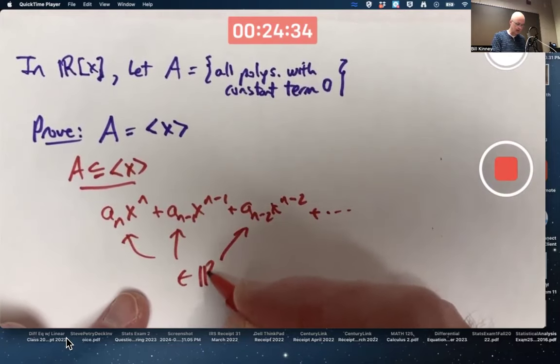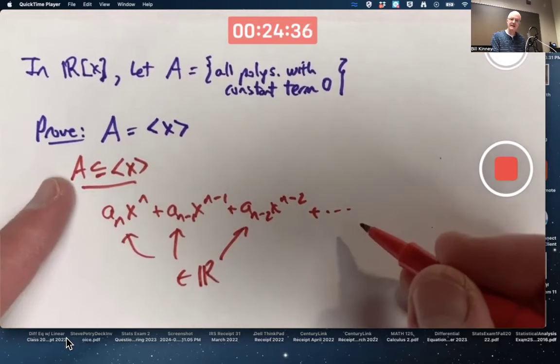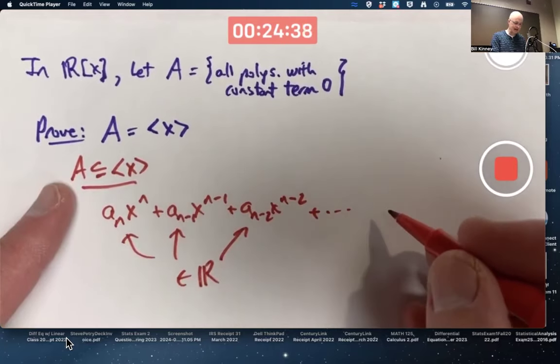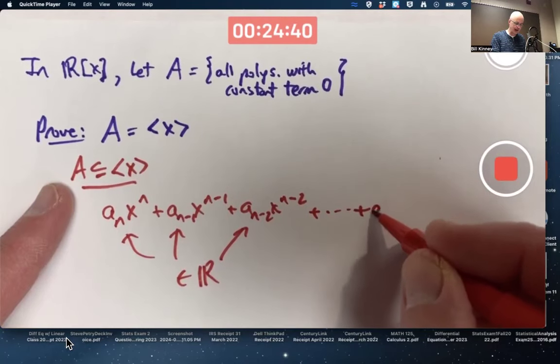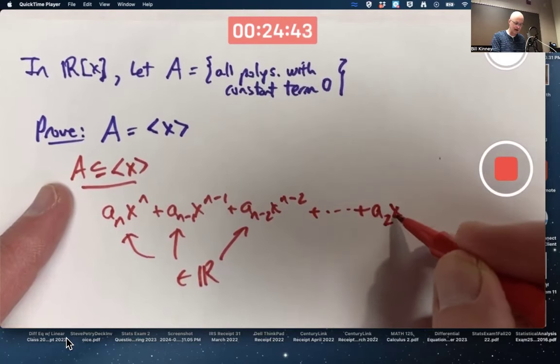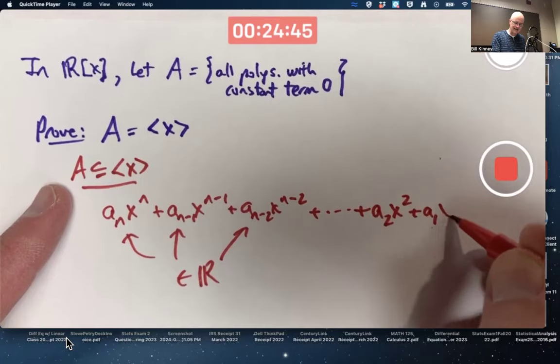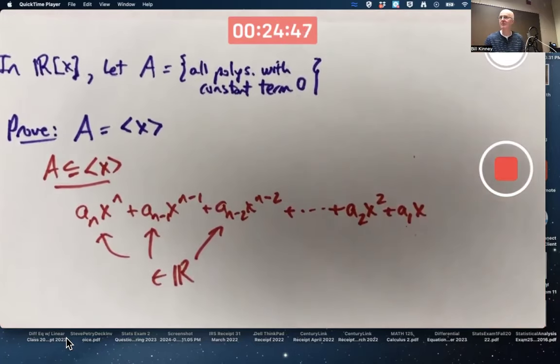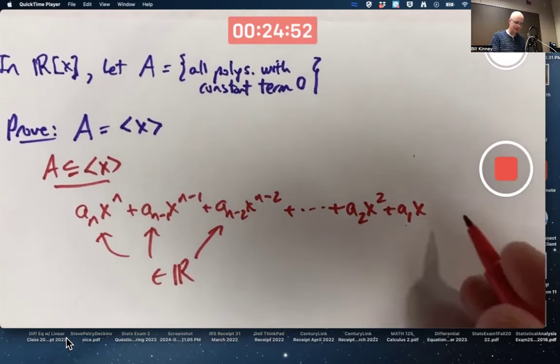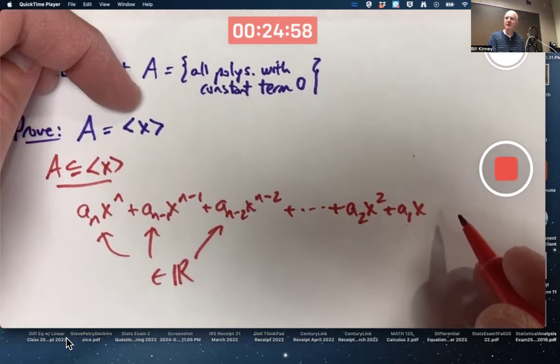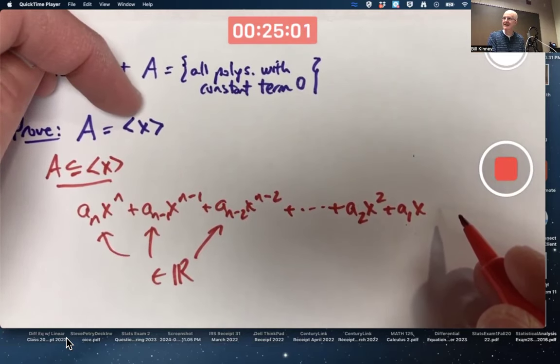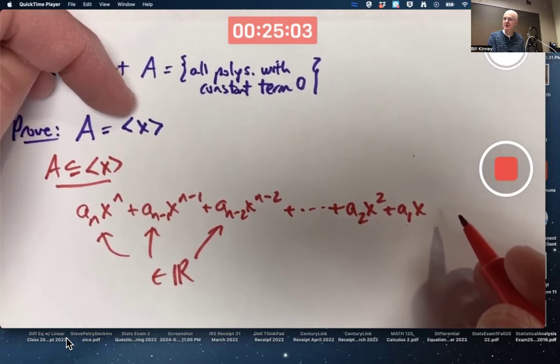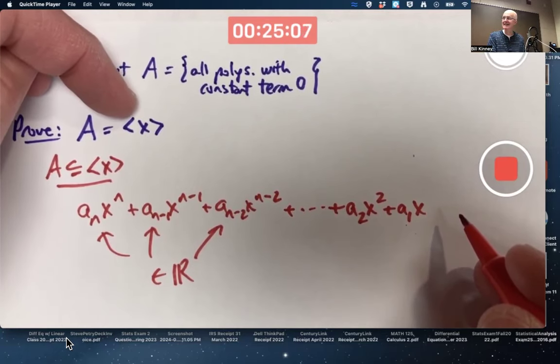If it's an element of A, that means it's got a constant term 0. So the last few terms are a_2 x squared plus a_1 x plus, don't write a constant term. The constant term is 0. I could write plus 0, but I don't need to. What do I want to show? I want to show this is a polynomial multiple of x, because that's what this principal ideal generated by x is: all polynomial multiples of x.